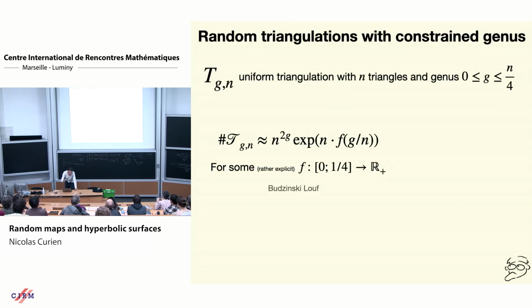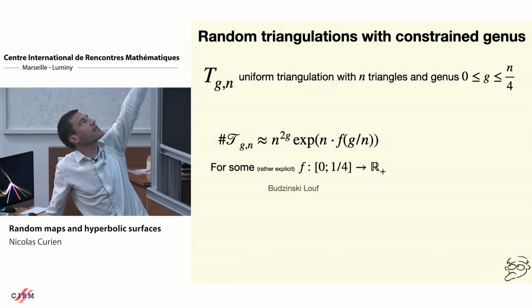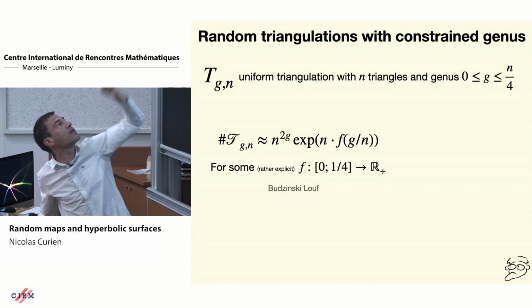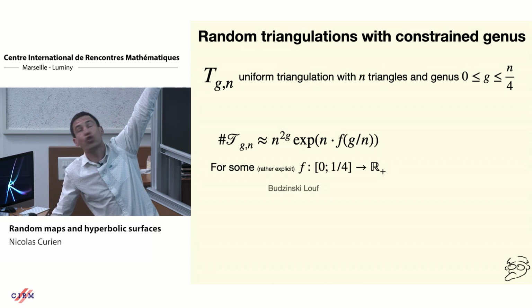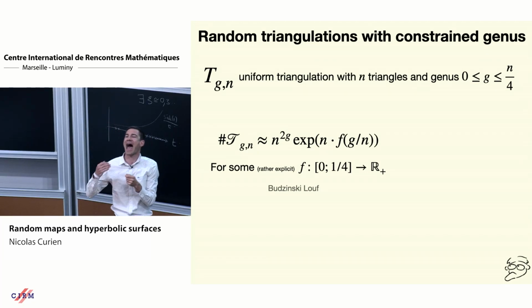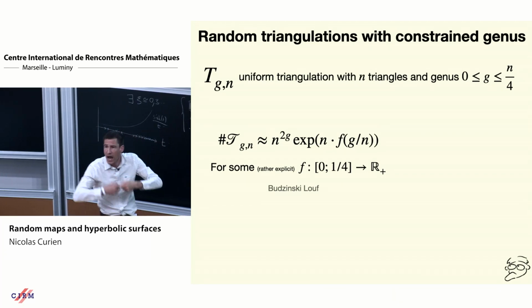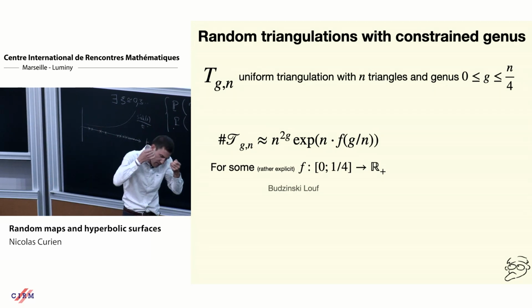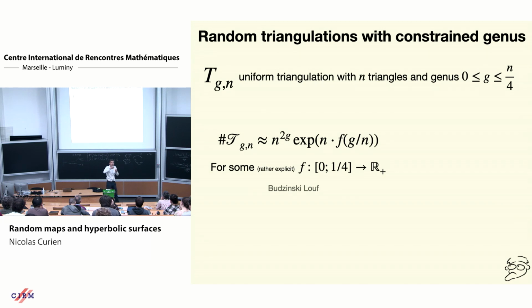Okay, so now let's constrain the genus. So recently Thomas and Baptiste proved that the number of triangulations with n triangles and genus g grows like this. And in particular, look at the expression n to the 2g. So there are more and more triangulations with high genus. That's why if you sample a triangulation uniformly at random, you will, with very high probability, land on a triangulation with the maximal possible genus, roughly.